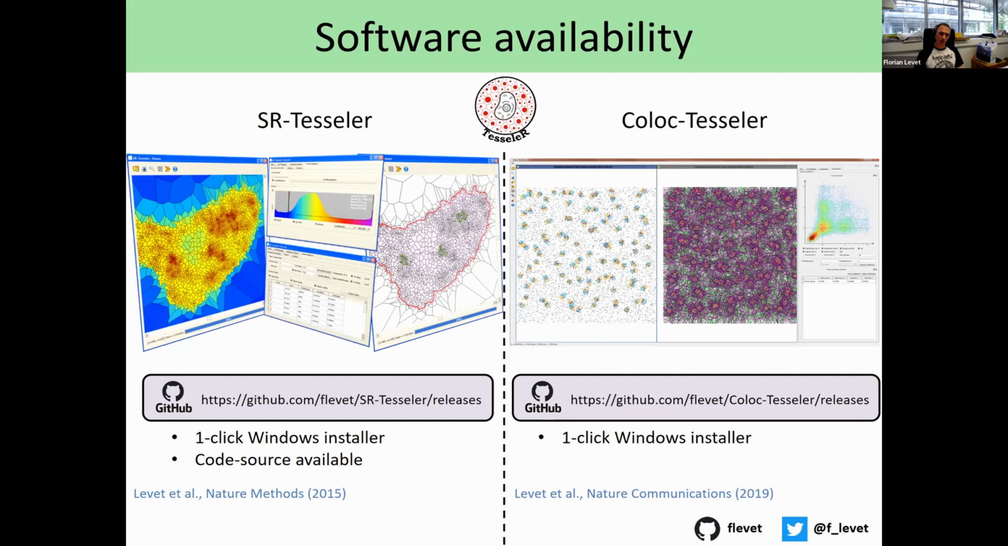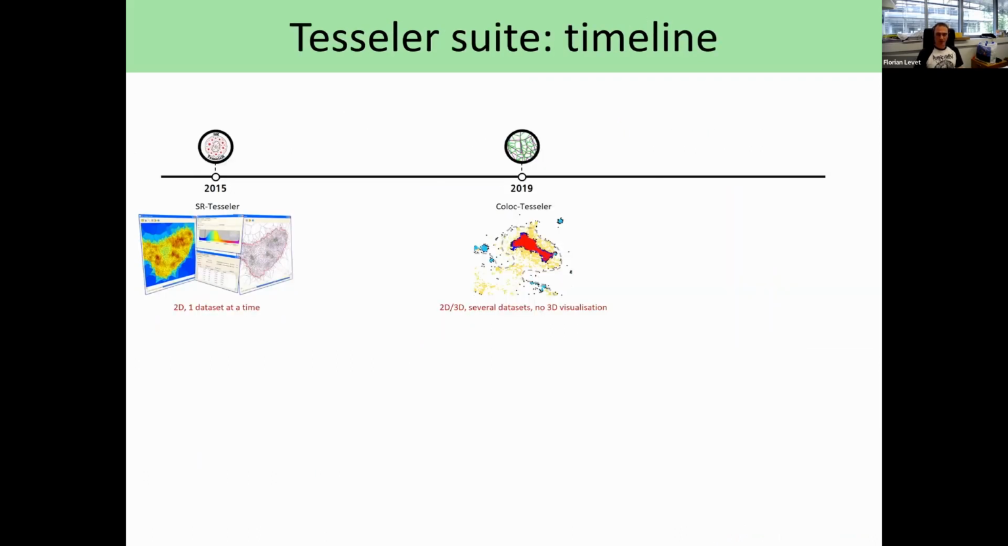And I chose to take a different road. Basically, I released SR Tesseler in 2015, and that's the way the software is right now still. It means that you could only analyze in 2D and you could only open one dataset at a time. In 2019, I released Colloc Tesseler. In this case, you were able to do 2D and 3D analysis, and you were able to open several datasets, but there was no 3D visualization.